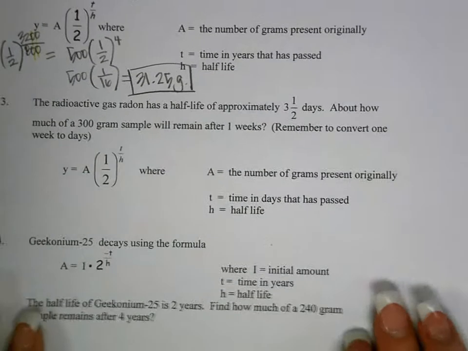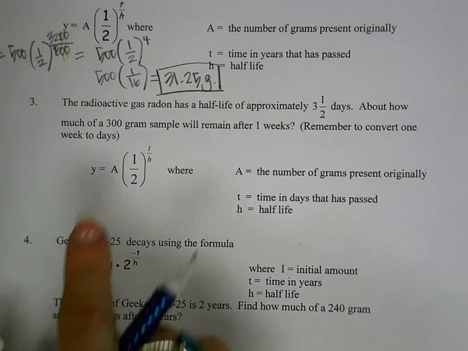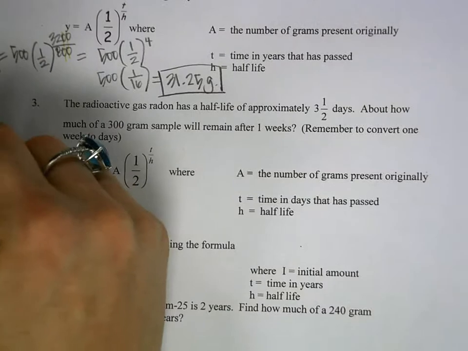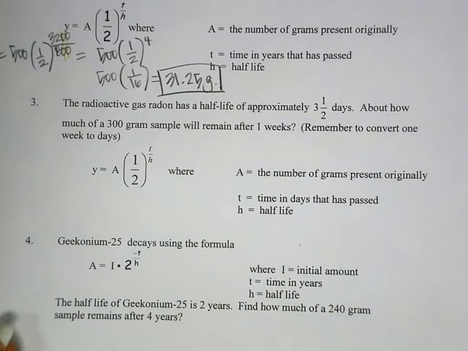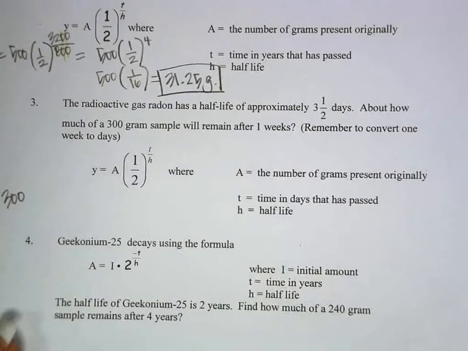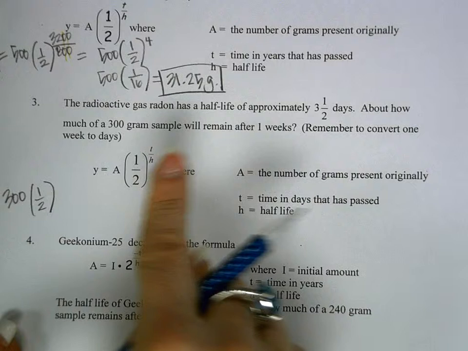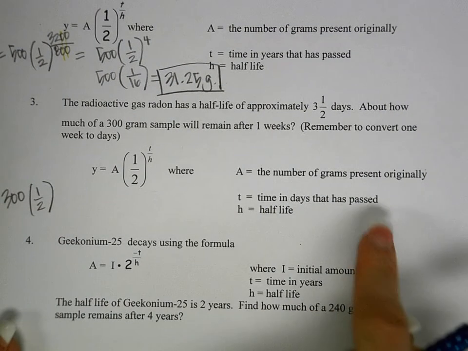For number 3, the radioactive gas radon has a half-life of approximately 3.5 days. About how much of a 300-gram sample will remain after 1 week? Okay, so Y equals the amount that's left behind. What was your original amount? What did I start with? 300. Original amount. Days is not an amount. Times 1/2 to the T, where T is time in days that has passed.